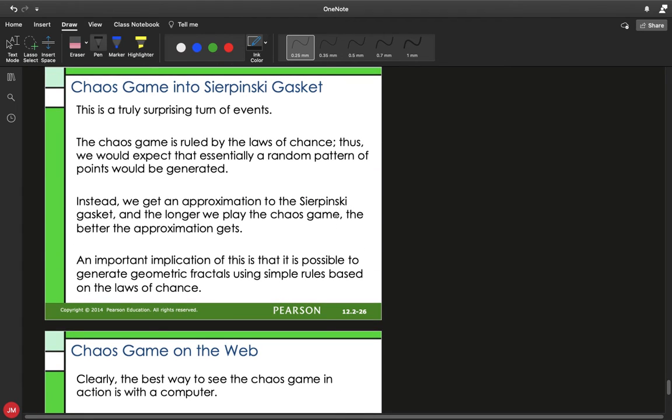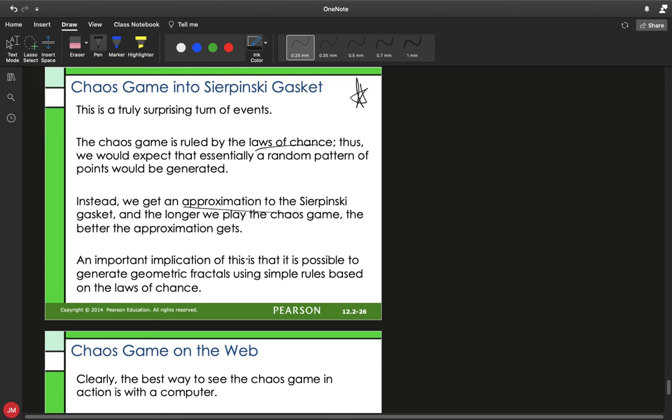One kind of surprising thing that we talked about that might be worth noting, and if you did not write it down from the activity, this would be the slide to look at, is that even though the chaos game is ruled by laws of chance, you kind of expect that it would be a random pattern of points on the triangle that you created, and instead you get an approximation to the Sierpinski gasket, which gets better the more that you play it. So, kind of an interesting idea if you wanted to copy it down. But again, we talked about that during class.